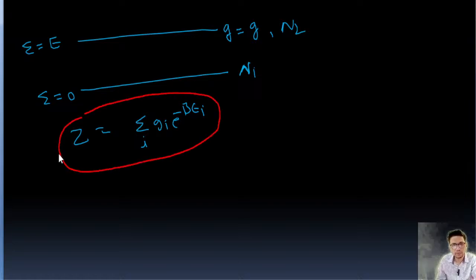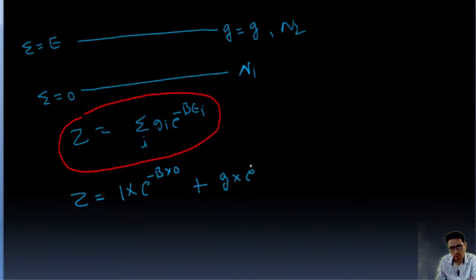So the partition function is Z equals the sum over i of g_i e to the power minus beta E_i. For the ground state it is 1 times e to the power minus beta times 0, plus the excited state, whose degeneracy is G because it is a G-fold degenerate state, G times e to the power minus beta E. So Z is 1 plus G e to the power minus beta E.